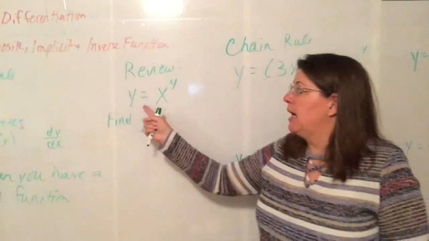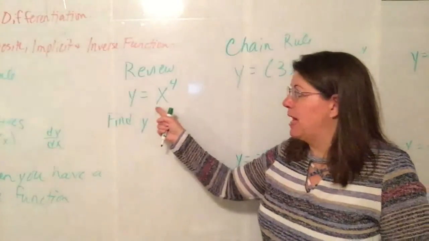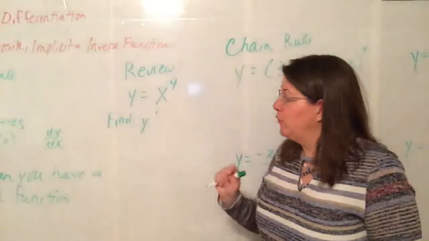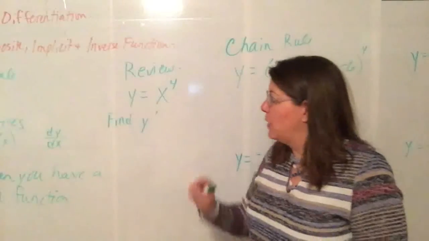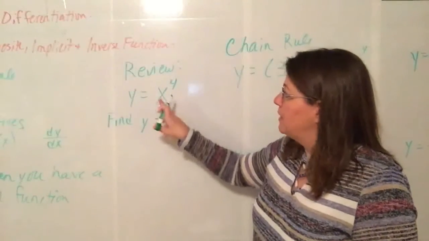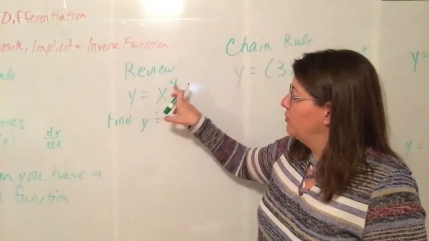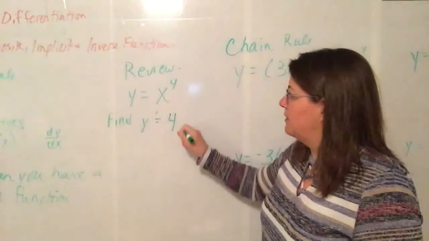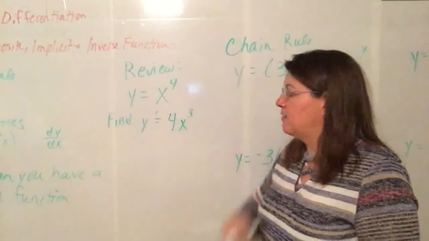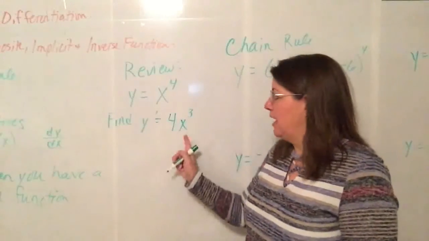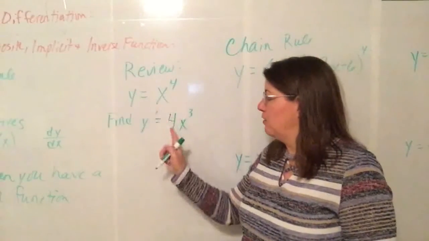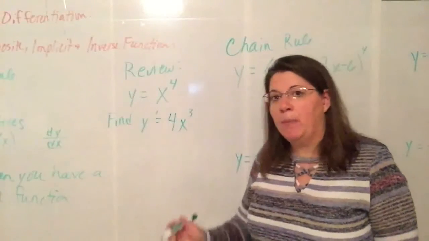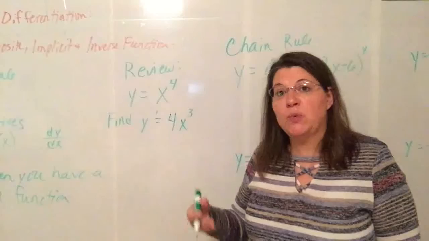We learned back in Unit 2 how to take the derivative of a simple function like this: y equals x to the fourth. To find y prime, we take the exponent, multiply it times the coefficient, which would be 4, and we decrease the power of the exponent by 1. So the derivative of x to the fourth is 4 times x cubed. Now we're going to use this knowledge to help us do something that's a function within a function.